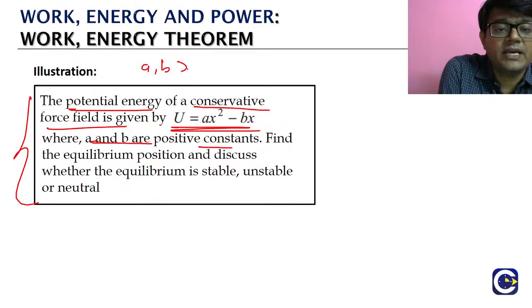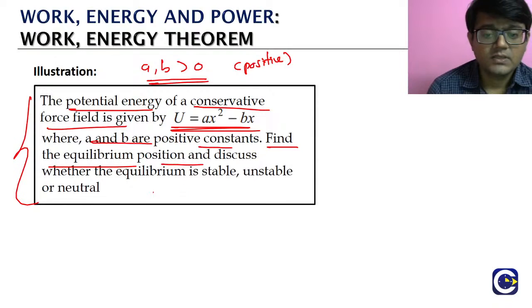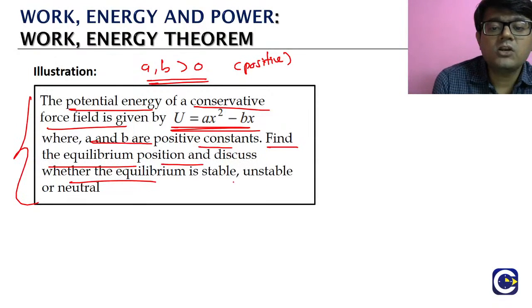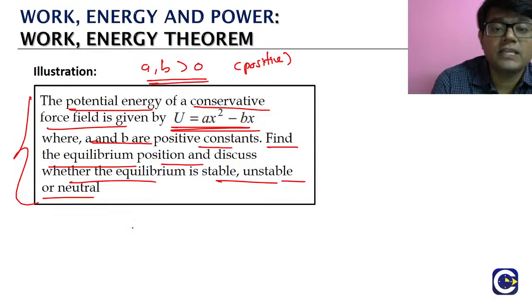Look here, a and b are what? More than 0. What are the values of a and b? Positive. Okay? Find the equilibrium position and discuss whether the equilibrium is stable or unstable or neutral. So what have they said here? First we have to find the equilibrium position.